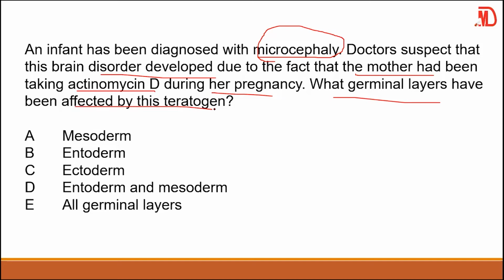Now, you hear that when some people are pregnant, there are some drugs we don't give them. Because if we give them, we might cause what? A teratogenic kind of what? Malformation. It can alter some things, and when they come out, they look different. Okay. So the question is, what germinal layers have been affected by this teratogen? And don't forget, we are saying this person has microcephaly, or basically impaired brain development.